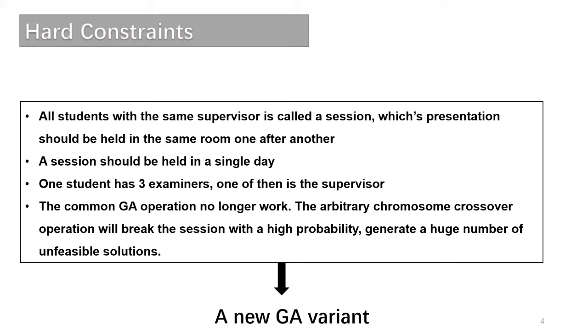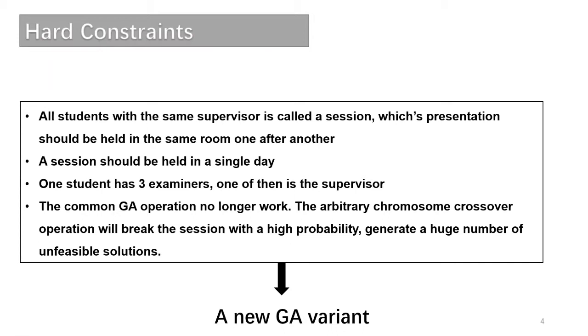Moreover, a student normally has 3 examiners, and one of them should be the supervisor. The other 2 are what they call deputy examiners, who are familiar with the student's topic. All these 3 examiners are decided at the very beginning and cannot be changed. These several constraints are what we call hard constraints in our project. And because of this concept called a session, the session cannot be broken and should be held in one day.